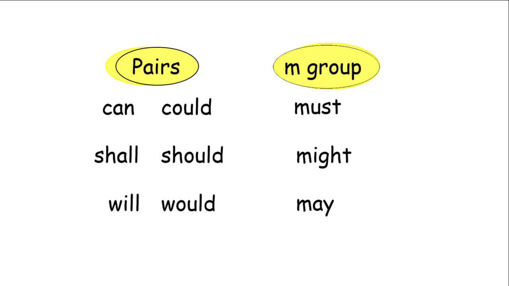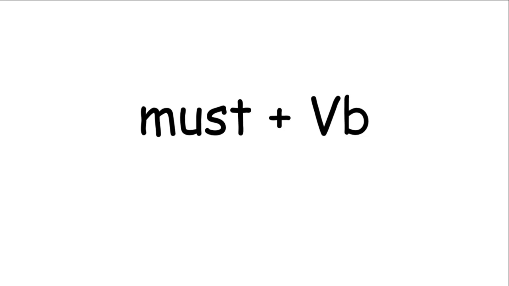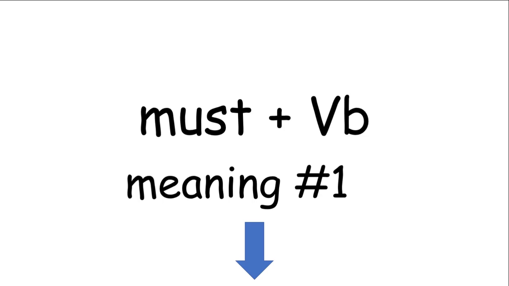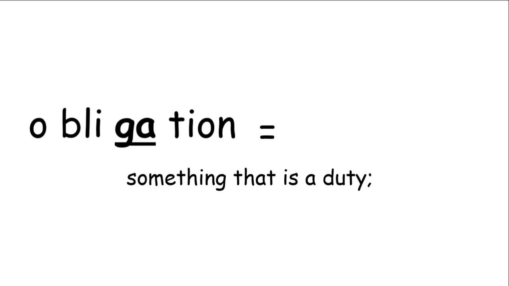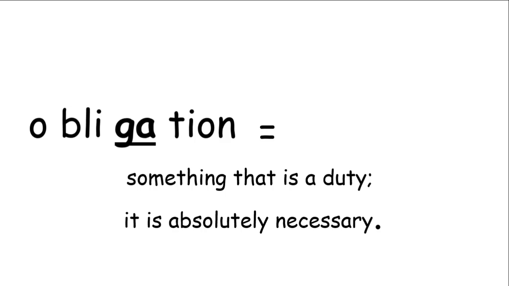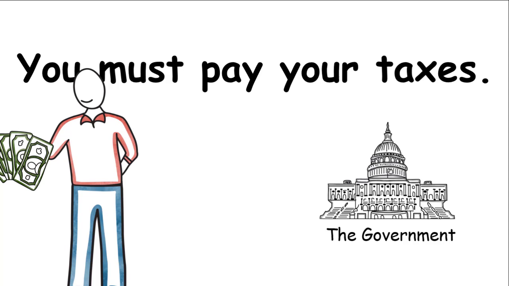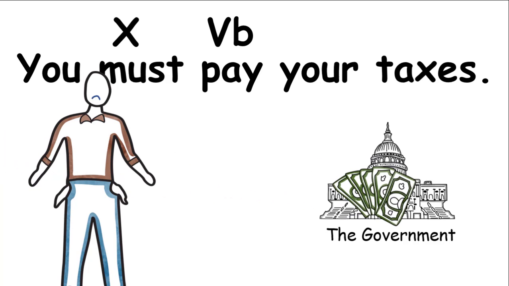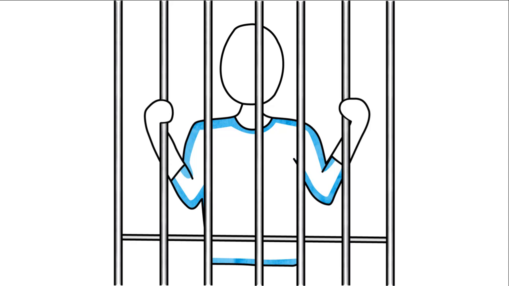In this lesson, we are looking at must. Must has two main uses. Number one, it adds the meaning of obligation to the verb. An obligation is something that is a duty. It's absolutely necessary. For example, you must pay your taxes. If you don't pay your taxes, you will go to jail.